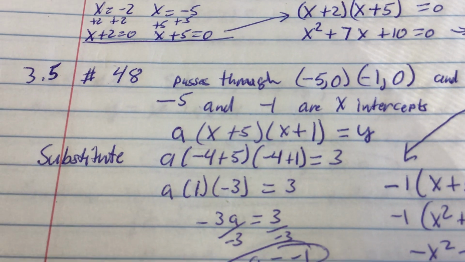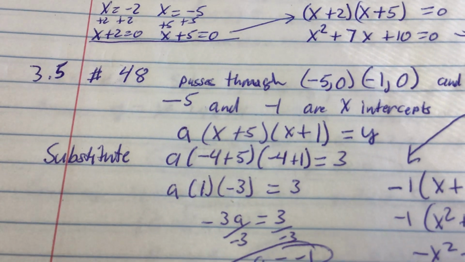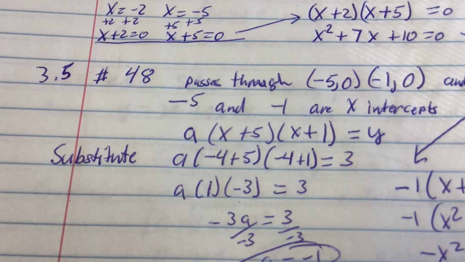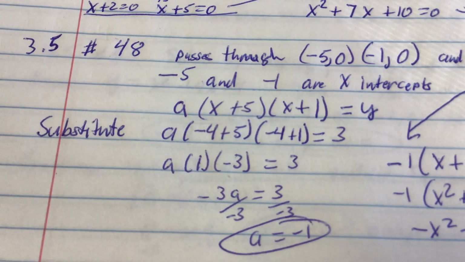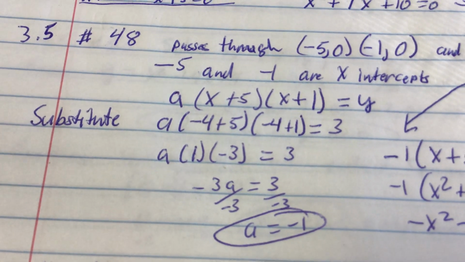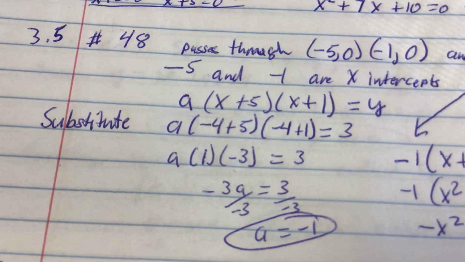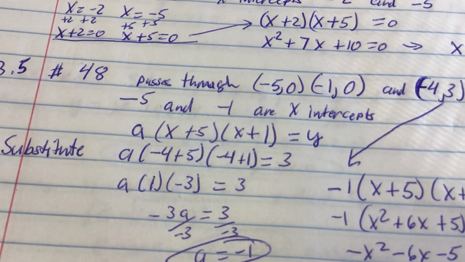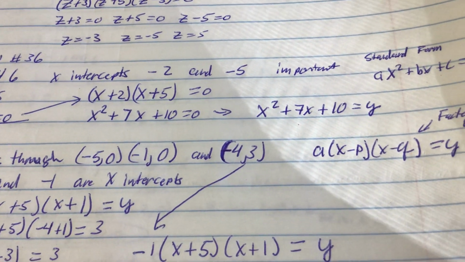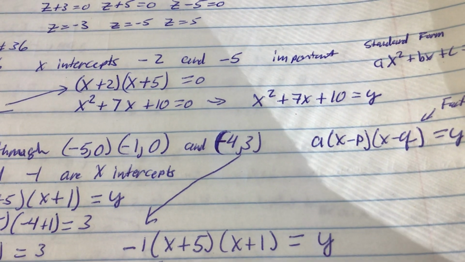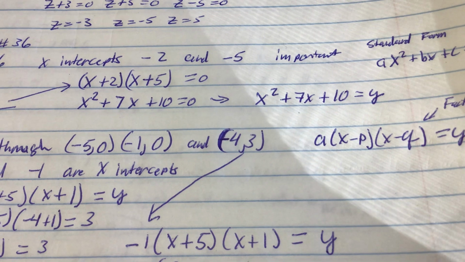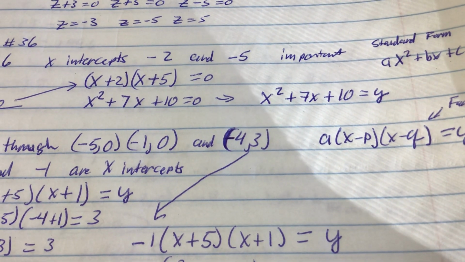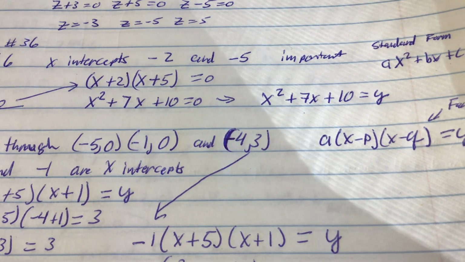Multiply those, and that gives you negative 3a equals 3, because that was the y value. Then I divide both sides by negative 3. Therefore, the a value is negative 1. Now I can put it into factored form with the a value being negative 1. So in factored form, I have negative 1 times (x plus 5) squared times (x plus 1) equals y.